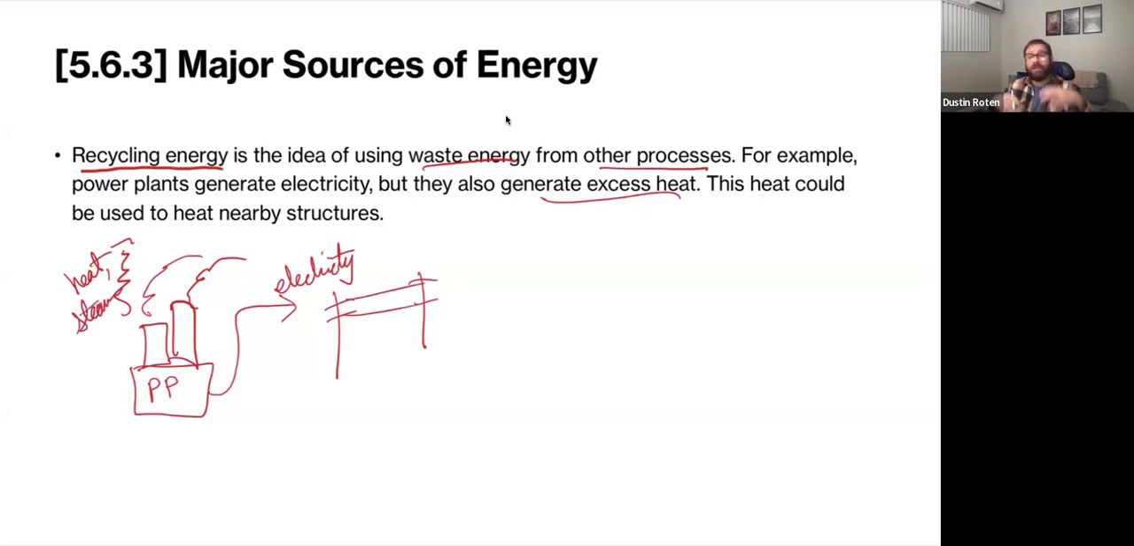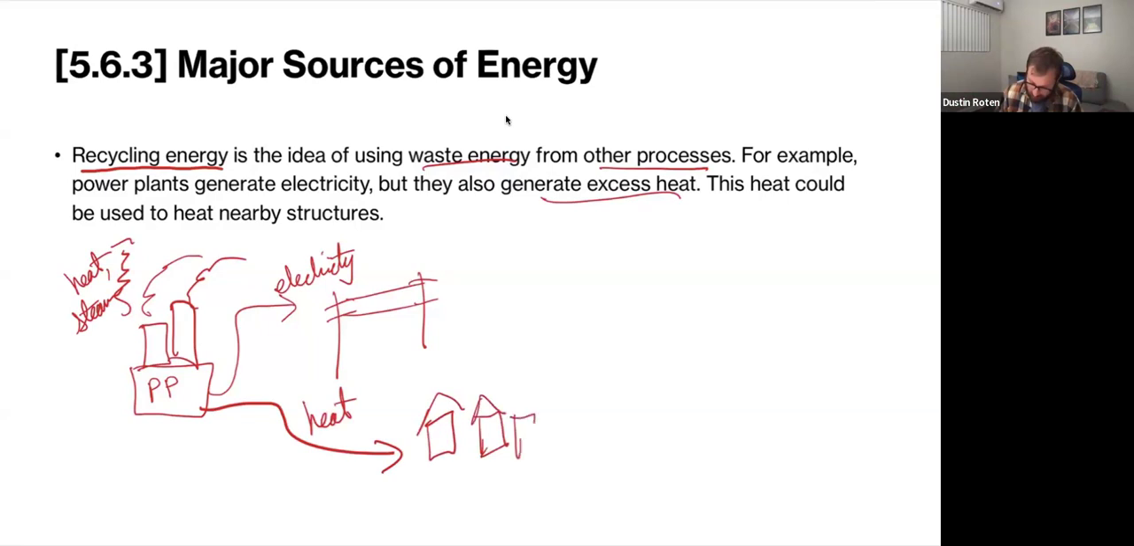Maybe they're burning coal to heat the water to turn the turbine. So instead of just letting the heat go out, you can channel that heat into other structures. You can heat the homes in the neighborhood. So now you get a twofer. You get electricity plus you get heat for homes instead of just letting that heat go out into the universe. So that's the idea of energy recycling. And hopefully it's becoming more and more popular.